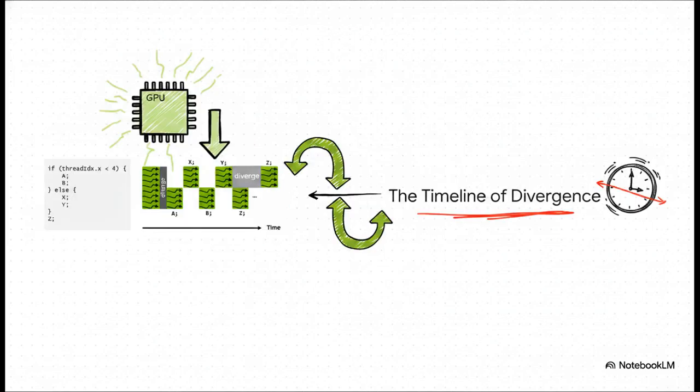Here is the timeline of how that disaster actually unfolds. At the point labeled diverge, our warp hits an if-else condition. The GPU is forced to deactivate half the threads. You can see the active green threads executing instruction A, while the inactive threads just sit there, completely idle. Then they literally take turns. The first group goes idle while the second group wakes up to execute instruction X. Taking turns like this essentially doubles the time it takes to finish the task.